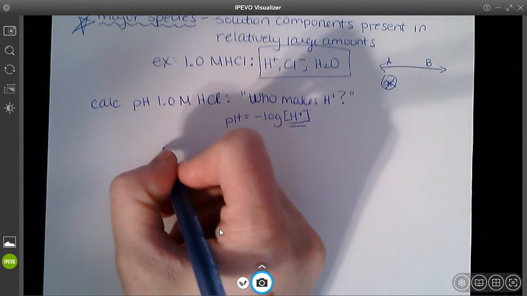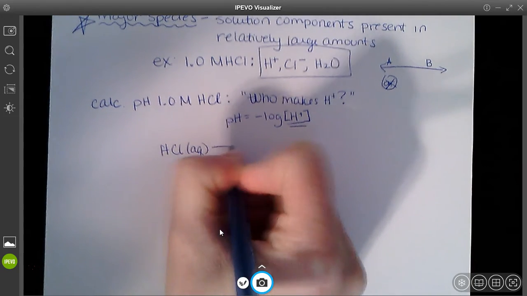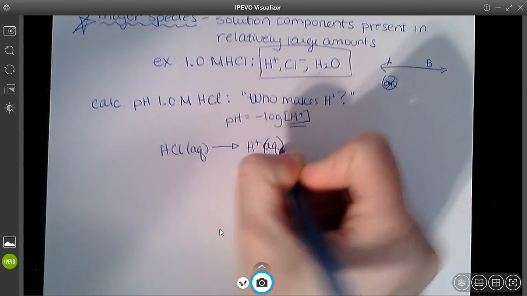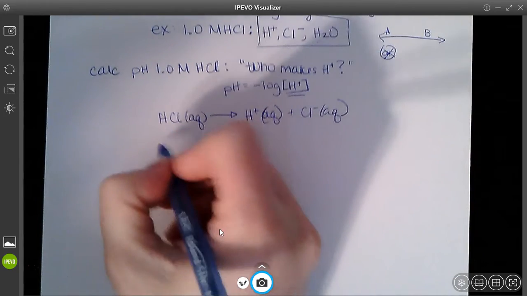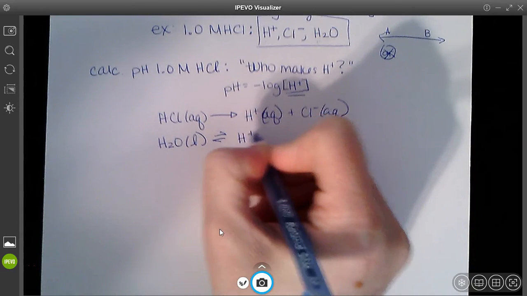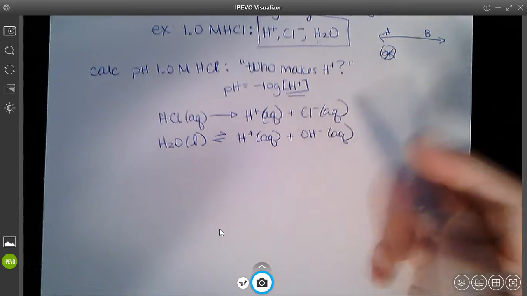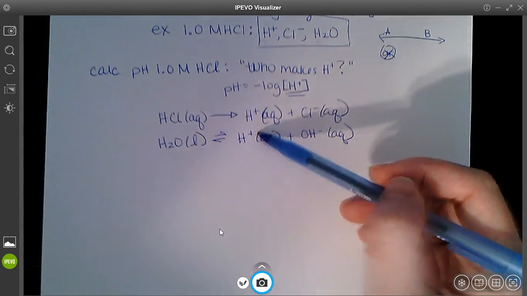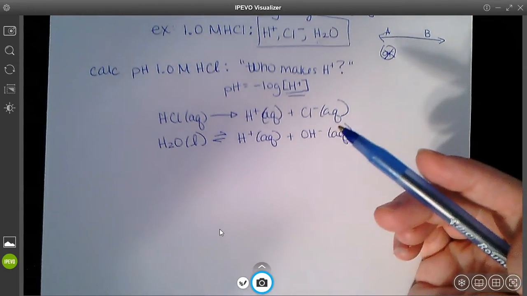So now I'm going to write out both equations just to think through it. HCl aqueous is going to make H plus aqueous and Cl minus aqueous. Additionally, H2O goes back and forth between H plus aqueous and OH minus aqueous. So I can see that I've got two sources of H plus in my 1 molar HCl solution. So if I'm trying to figure out what the pH is, I have to figure out which of these is going to really give me the H plus.